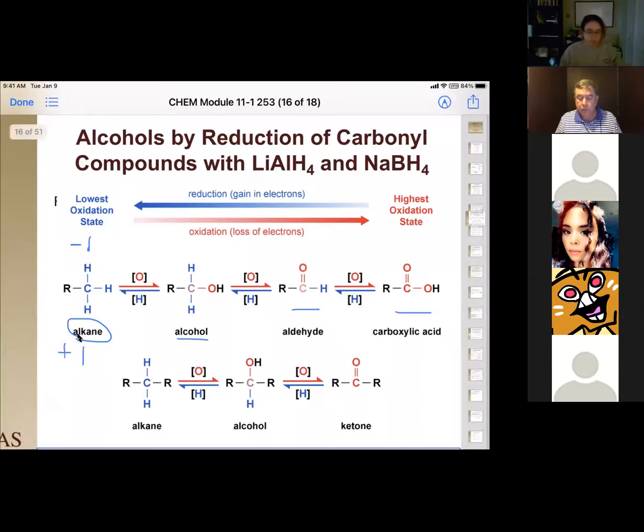Okay. So what we're going to be trying to do is go in the opposite direction. Instead of oxidizing things to give us more carbon-oxygen bonds, we're going to try to get rid of the carbon-oxygen bonds. And the specific reactions we're going to talk about is reducing down carbonyls to form alcohols.